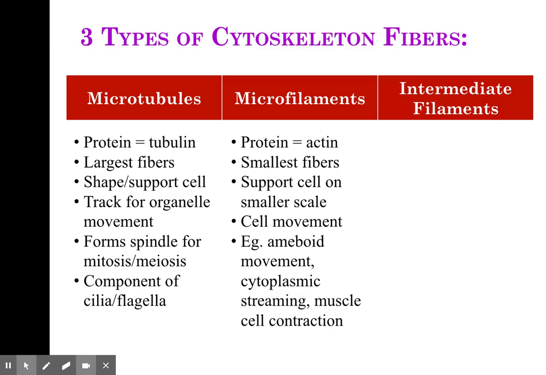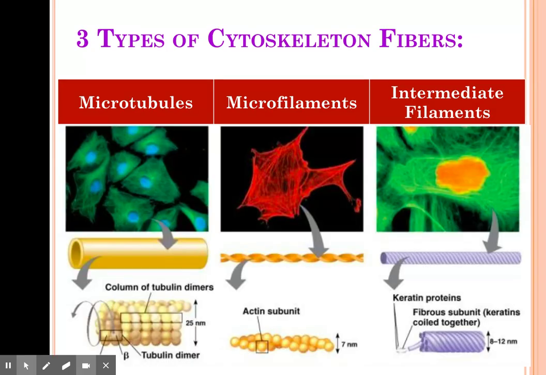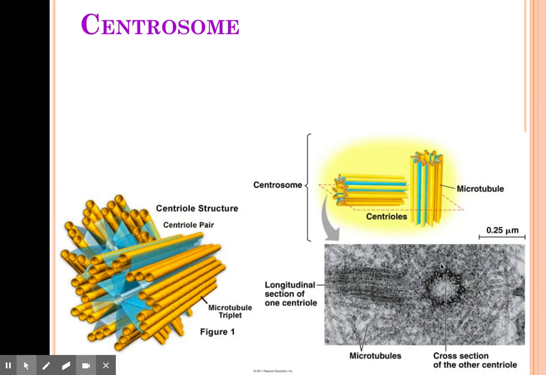And then intermediate fibers, if these are the biggest and these are the smallest, these are the ones in the middle. They are permanently fixed in the cell, and they help the cell maintain shape. They also, for organelles that are not moving, are how those organelles are anchored in the cell. Here's just some pictures so you can see big, small, medium.